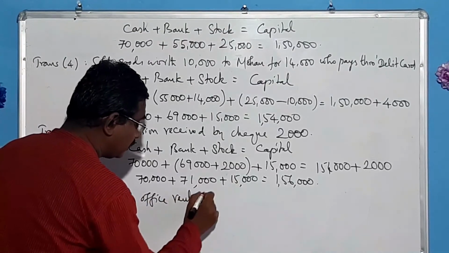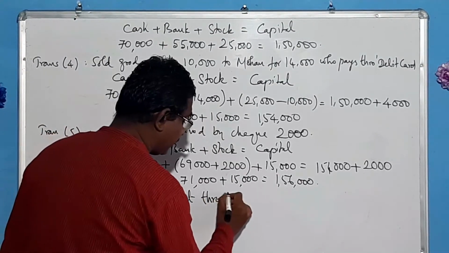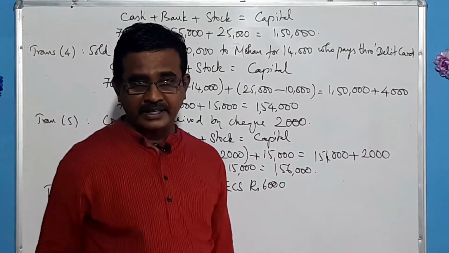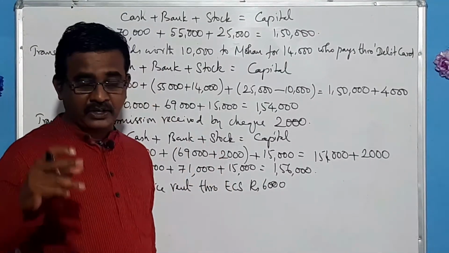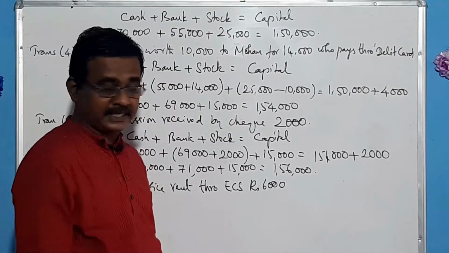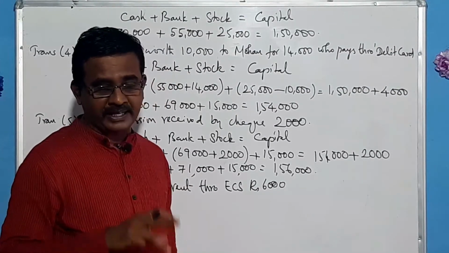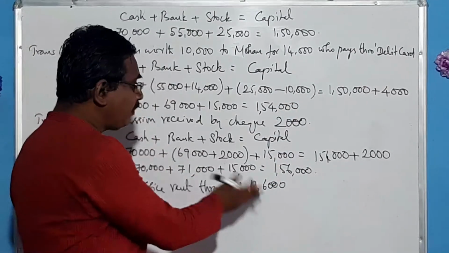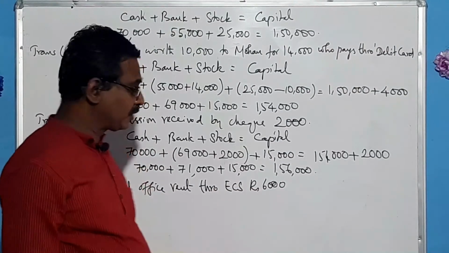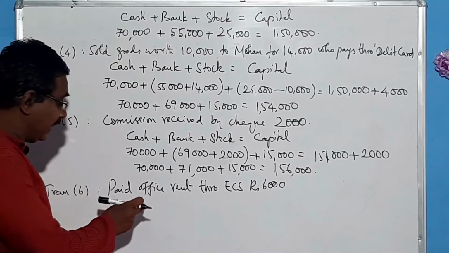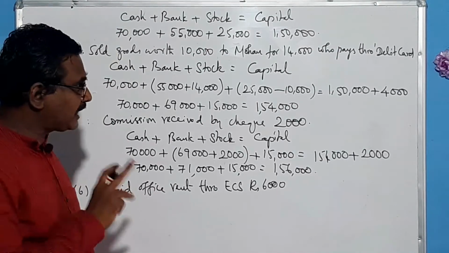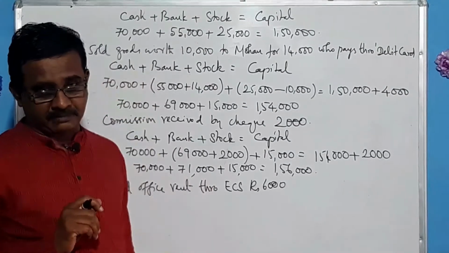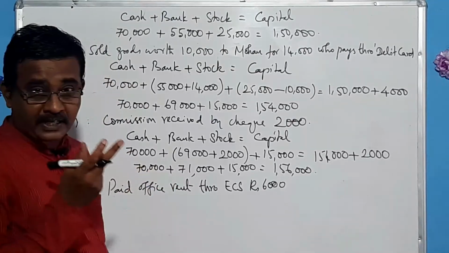Paid office rent through ECS, 6,000. ECS is the abbreviation for electronic clearing system. This is nothing but like debit card and credit card. Bank will pay it. That is called the electronic clearing system. It understands the transaction. Office rent is an expense, so that should be subtracted from the capital, and this amount is paid through ECS system, so that amount should be subtracted from the bank amount.